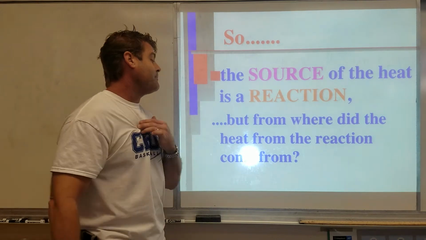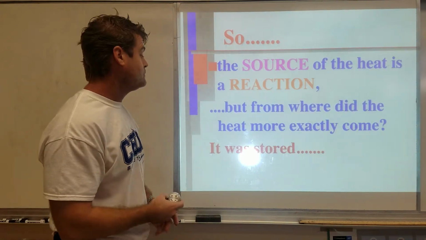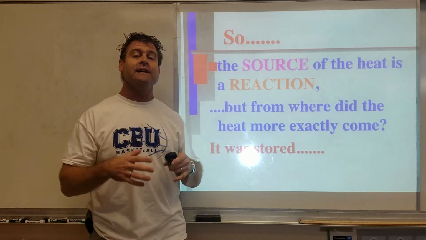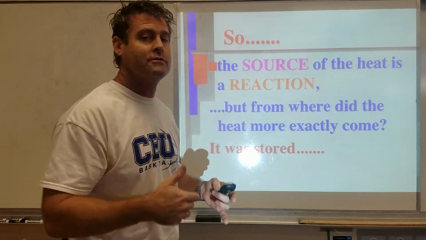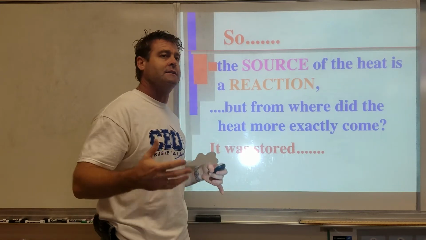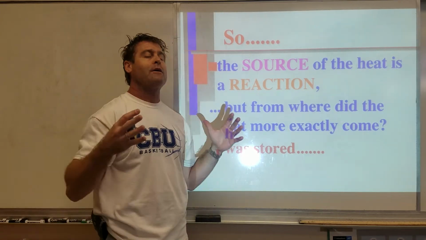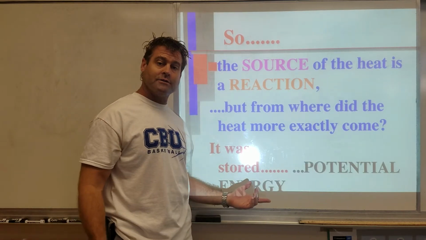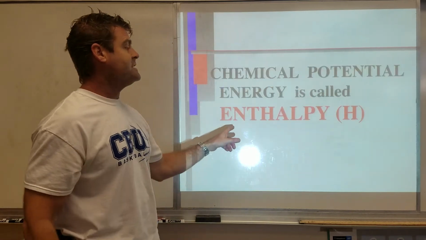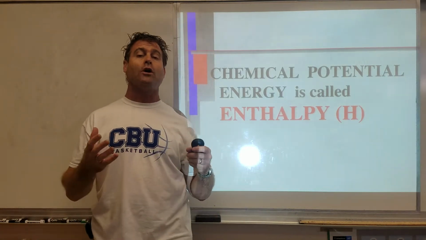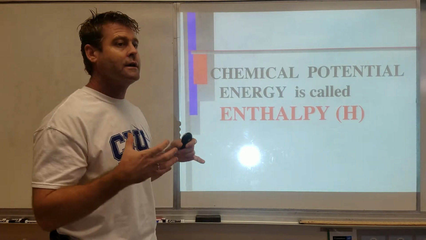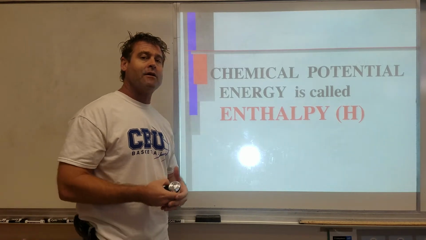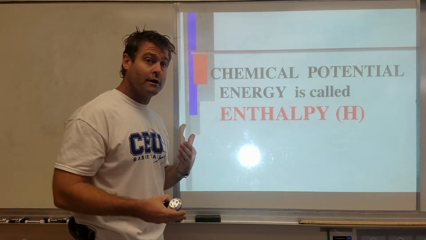But where did the heat from the reaction come from? It was stored. You guys remember, all matter has stored energy. It's easy to think about food. We know food has energy because that's why we eat food and then we're able to utilize the energy stored in food. But all matter has energy and it's stored. We call it potential energy, okay? That potential energy is called enthalpy. So just think about it, guys. All matter has stored chemical potential energy, which we call enthalpy. Some matter is higher in enthalpy, others is lower in enthalpy.